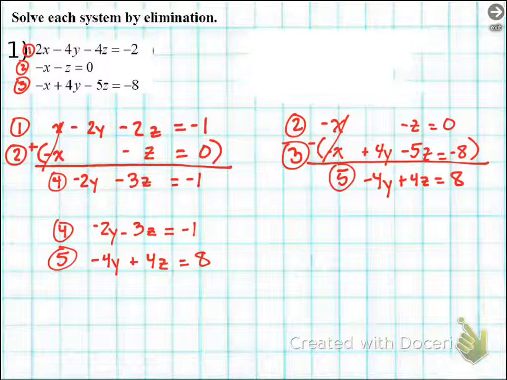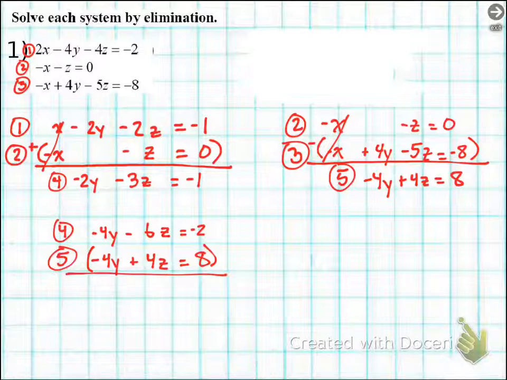So I'm going to multiply equation 4 by 2. I'm going to actually rewrite it. So I'm going to erase it and multiply by 2. I'm modifying it. It doesn't change what it is. You're just multiplying it by 2. So we got negative 4y minus 6z is equal to negative 2. Okay. Now I'm ready to eliminate the y's.